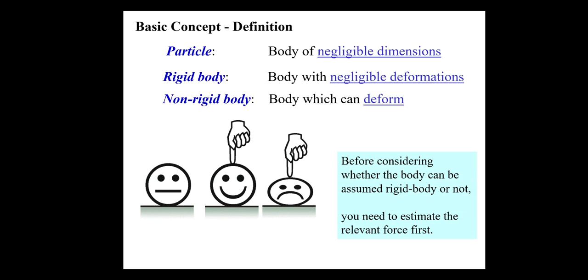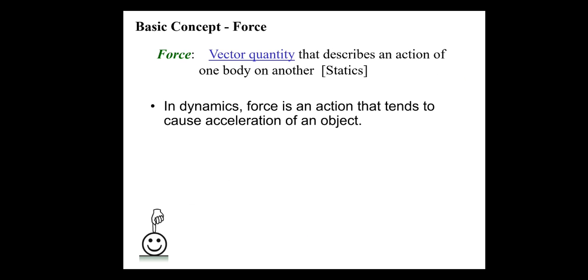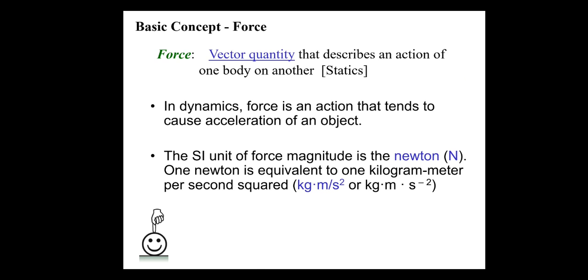Before considering whether a body can be assumed rigid or not, you need to estimate the relevant force first. In statics, bodies are considered rigid unless stated otherwise. Force is a vector quantity that describes an action of one body on another. In dynamics, force is an action that tends to cause acceleration of an object. The SI unit of force magnitude is the Newton. 1 Newton is equal to 1 kilogram meter per second squared.